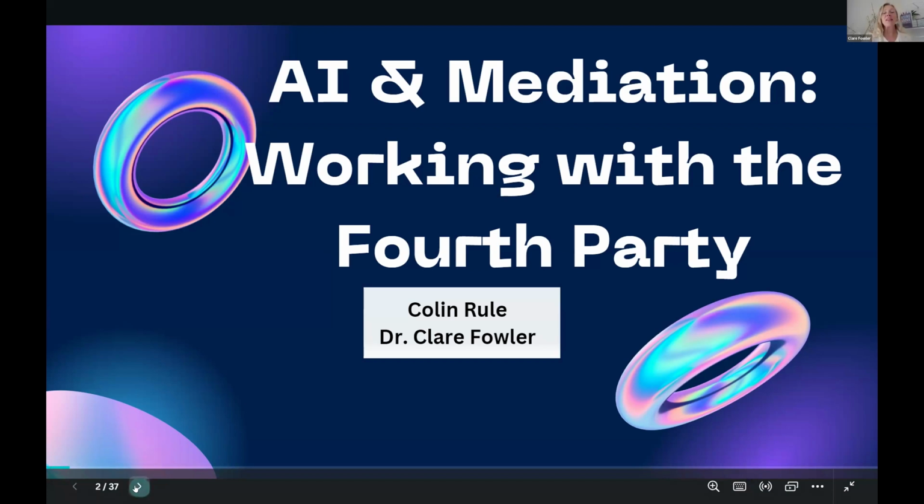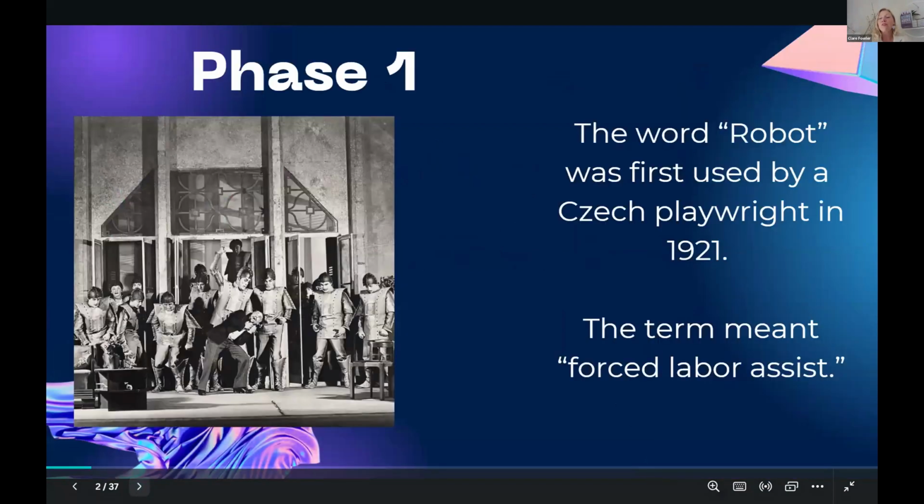Okay. All right. So, beginning fast, here we go. Phase one of technology and AI. Beginning over 100 years ago, the word robot was first used by a Czech playwright in 1921. The term roughly translates to be a forced labor assistant. In other words, 100 years ago, they were trying to find some kind of a mechanical tool that would just jump in and help you do your job.